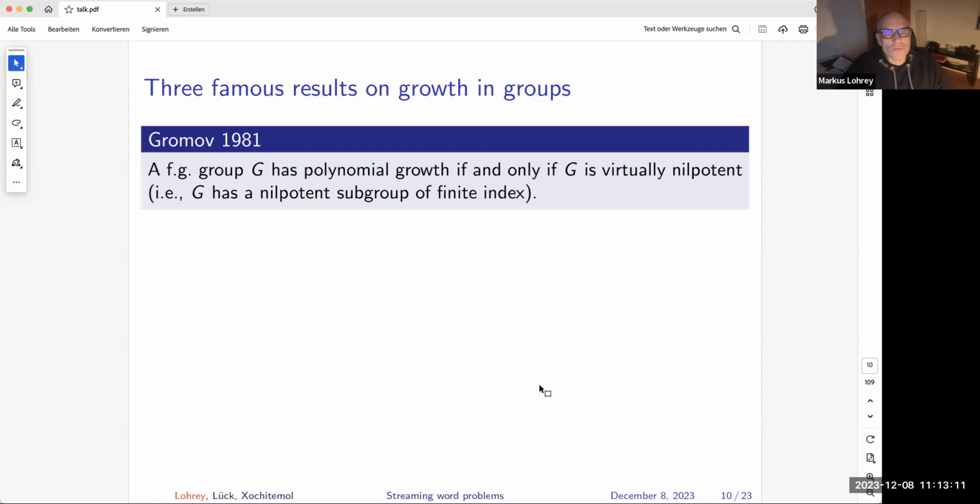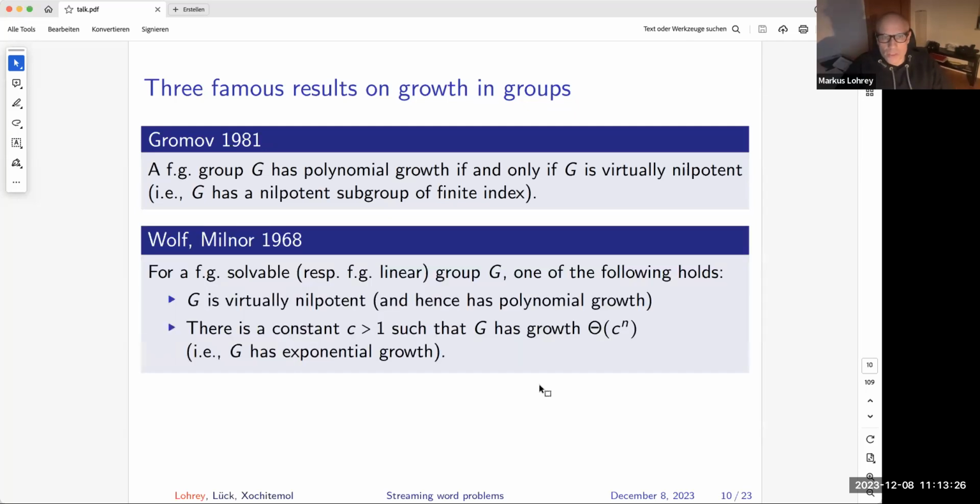Here I have 3 famous results on growth. Again, as I said, I gave this talk at a computer science conference, so I wanted to give some background. I mean, you know these results. Gromov's theorem: the growth is polynomial if and only if the group is virtually nilpotent. There is this Wolf-Milnor result that if you have a finitely generated solvable or finitely generated linear group G, then there is a dichotomy.